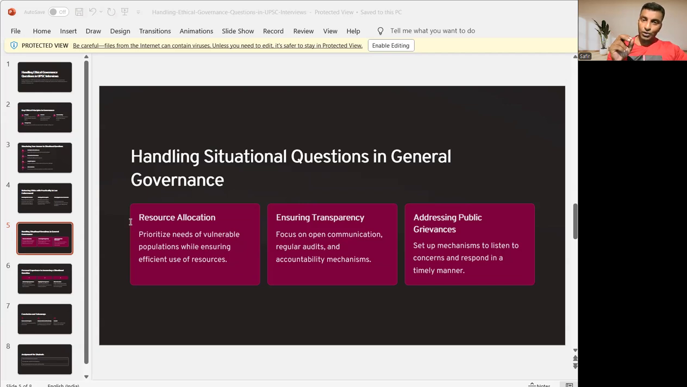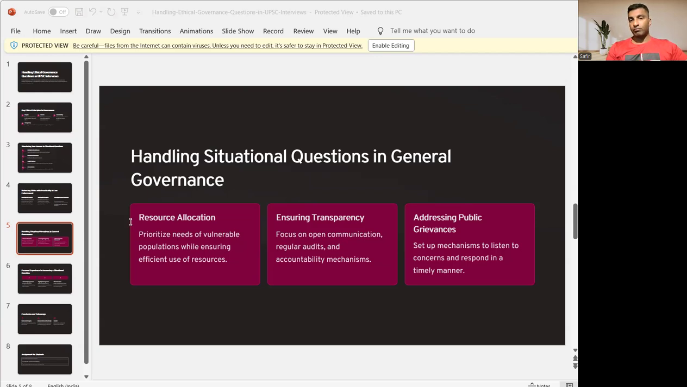So the key to answering these questions is to demonstrate that you can make decisions that are both practically and ethically sound. This is very important. You need to give a practically possible, realistic answer, and at the same time ethically sound also, ensuring that the governance remains transparent and accountable. Always make sure that the governance part is always transparent and accountable, and your answer should be revolving around that.